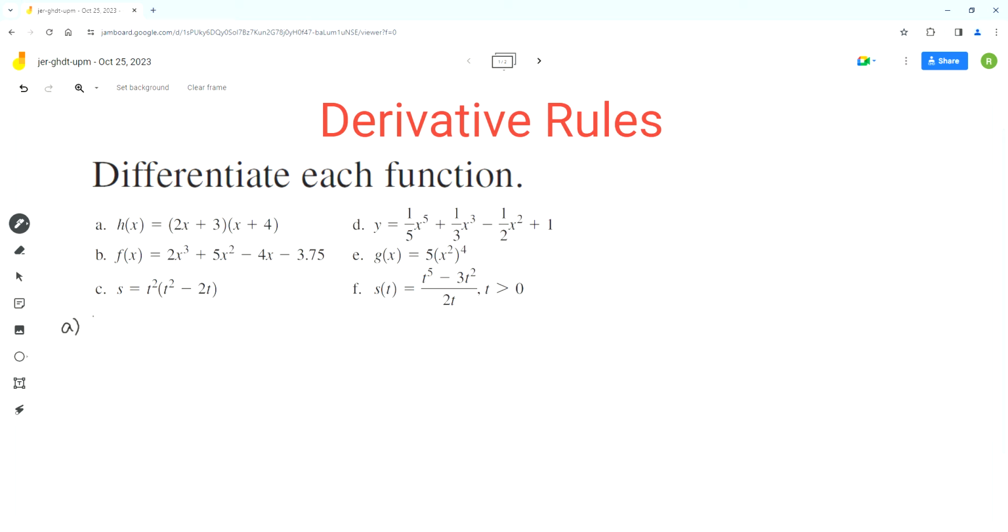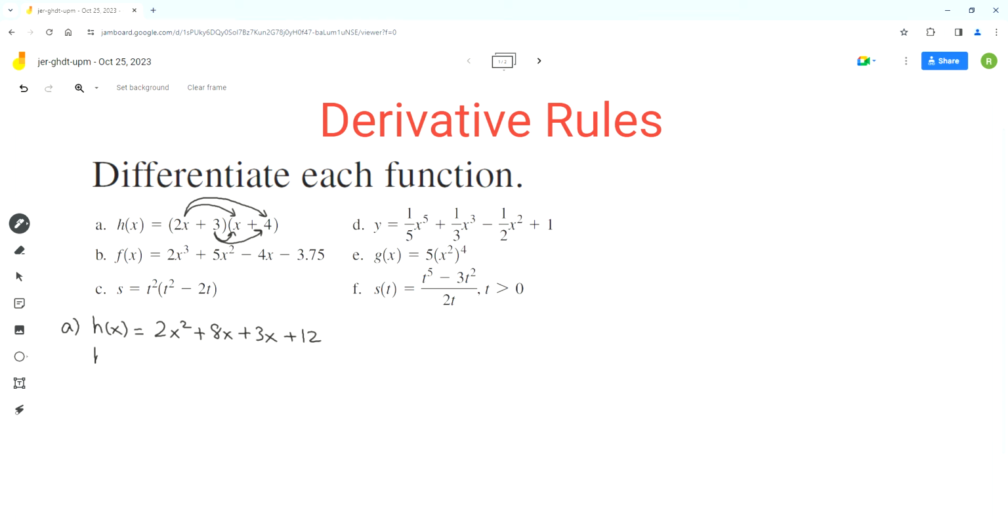So the first step here is to distribute the terms in these two parentheses, and for that we can use the FOIL method. So we'll multiply 2x by x, then 2x by 4, then 3 by x, and then 3 by 4. So we get 2x squared, and then 2x times 4, which is 8x, and then 3 times x, which is 3x, and then 3 times 4, which is equal to 12.